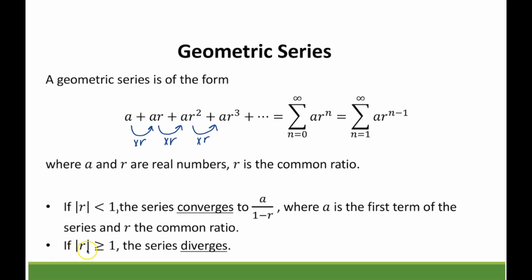If the absolute value of r is greater than or equal to 1, the series diverges. So there is nothing inconclusive about it. If we have a geometric series, all we need is that value of r, and we can determine whether the infinite series converges or diverges.